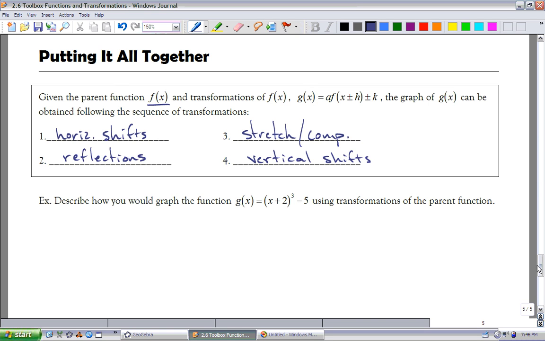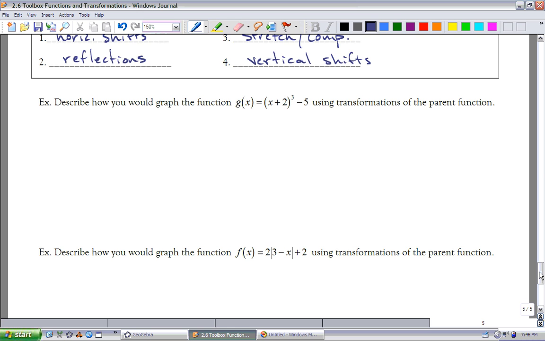Okay, so let's take a look at this. Describe how you would graph g of x, which is x plus 2 quantity cubed minus 5, using transformations of the parent function. Well, first, I would say the parent in this case is f of x equals x cubed. Second, I have a horizontal shift here, and a vertical shift. Horizontal shift, vertical shift. Okay, so according to what we talked about up there, we would shift the function.